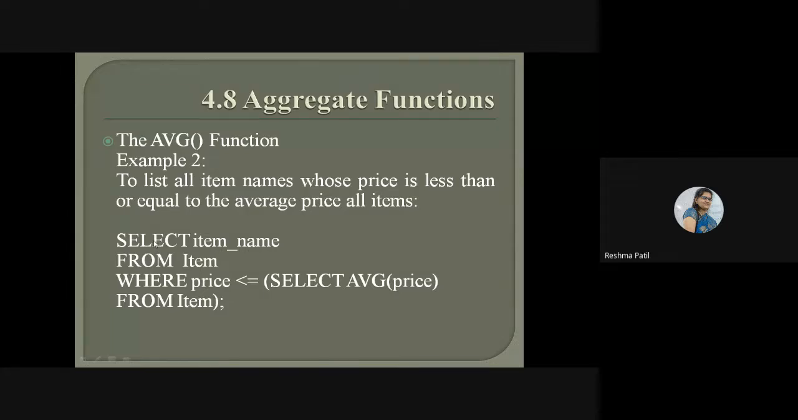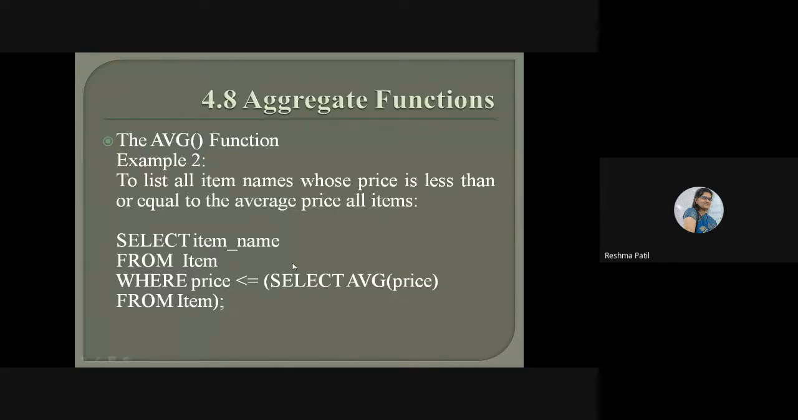So select item name from item. This is the table, and we have to show only the names of items on which the where condition is satisfied, where we check the price of that particular item. The price of that item is less than or equal to, here is the nested query, the subquery we have written, in brackets: select avg of price from item. So what is the result of this?